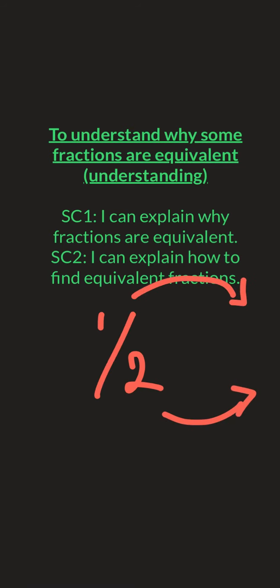So hopefully now you understand why fractions are equivalent: you are splitting the whole into more or fewer parts, and the number of parts that you've chosen has also increased or decreased at the same rate. As you start drawing this out and doing your task, hopefully you'll begin to see this a bit more. Hopefully you can also explain how to find equivalent fractions. So if we've got 1/2, we can find any equivalent fraction as long as we multiply or divide the numerator and the denominator by exactly the same number.